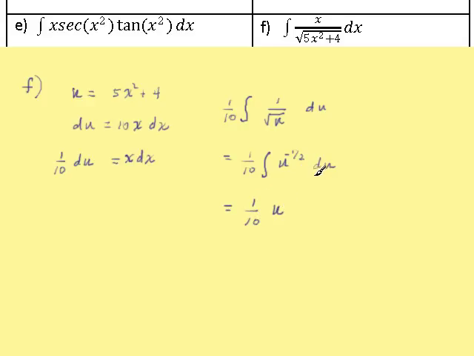Minus 1/2 plus 2 over 2 is 1/2. Divide by 1/2, that's multiplied by 2. All right, so this is equal to, let's reduce over here, we have 1/5. And u is 5x squared plus 4. Let's just replace that. So here we have square root 5x squared plus 4.